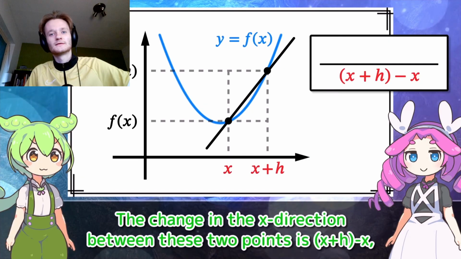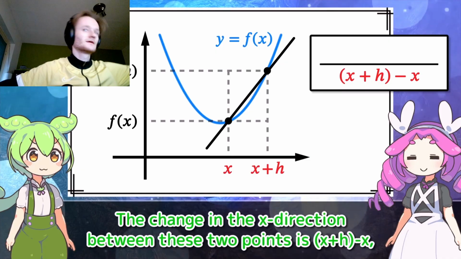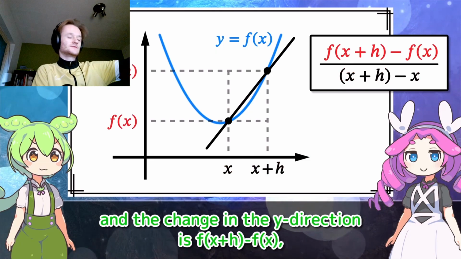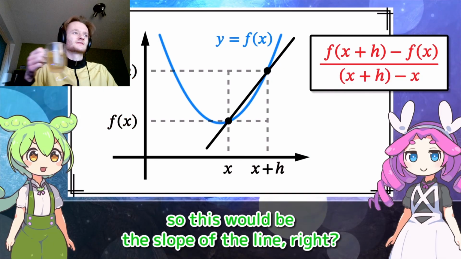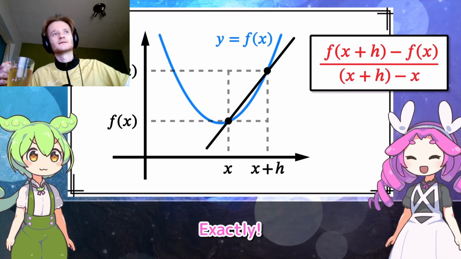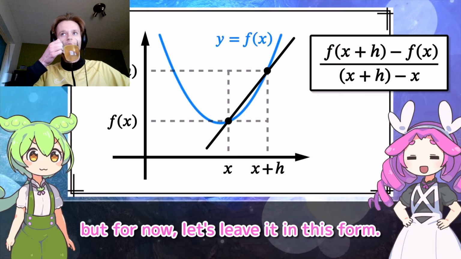Tangent. The change in the x direction between these 2 points is x plus h minus x. And the change in the y direction is f of x plus h minus f of x. So this would be the slope of that line, right? Exactly. The denominator is essentially just h. But for now, let's leave it in this form.